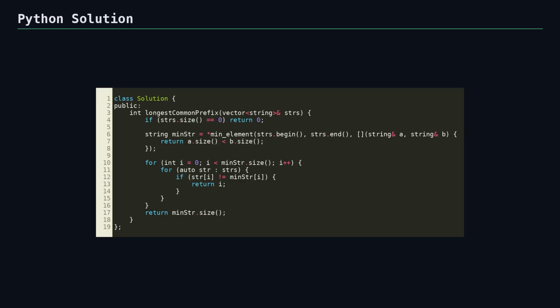Now, let's take a look at the C++ code that implements this approach. We start by checking if the input list is empty, and if so, we return 0. Then, we find the shortest string in the list using the min_element function with a custom comparator that compares the lengths of the strings. We store this shortest string in the min_str variable.